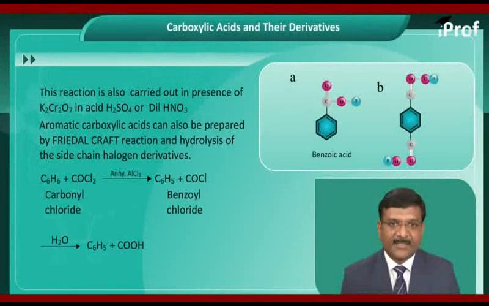Aromatic carboxylic acids can also be prepared by Friedel-Crafts reaction and hydrolysis of the side chain halogen derivatives. Benzene, C6H6, when it reacts with carbonyl chloride, COCl2, in anhydrous AlCl3 medium, gives benzoyl chloride, C6H5COCl, which further undergoes hydrolysis to give benzoic acid, C6H5COOH.